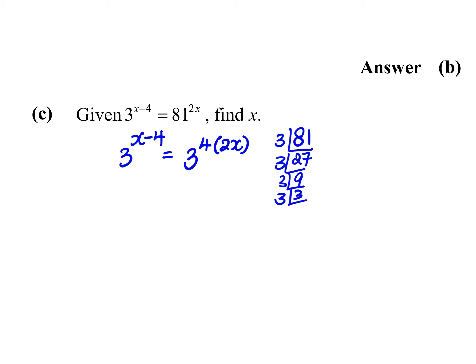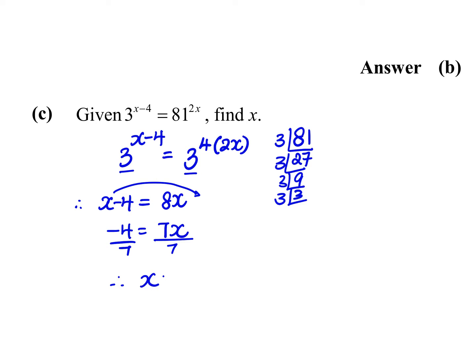Okay? Now what we can do, we make the bases the same. Since the base and the base are the same, the power and the power must be the same. So therefore, x minus 4 equals 4 times 2x, that will give me 8x. Then we shift to solve. Negative 4, I bring the x over, becomes minus x. So 8x minus x will be 7x. I don't want the 7, so divide by 7. Therefore, x is a fraction, negative 4 over 7. For this kind of number, you press the calculator, you cannot guess the number. So we have to use the algebra method.